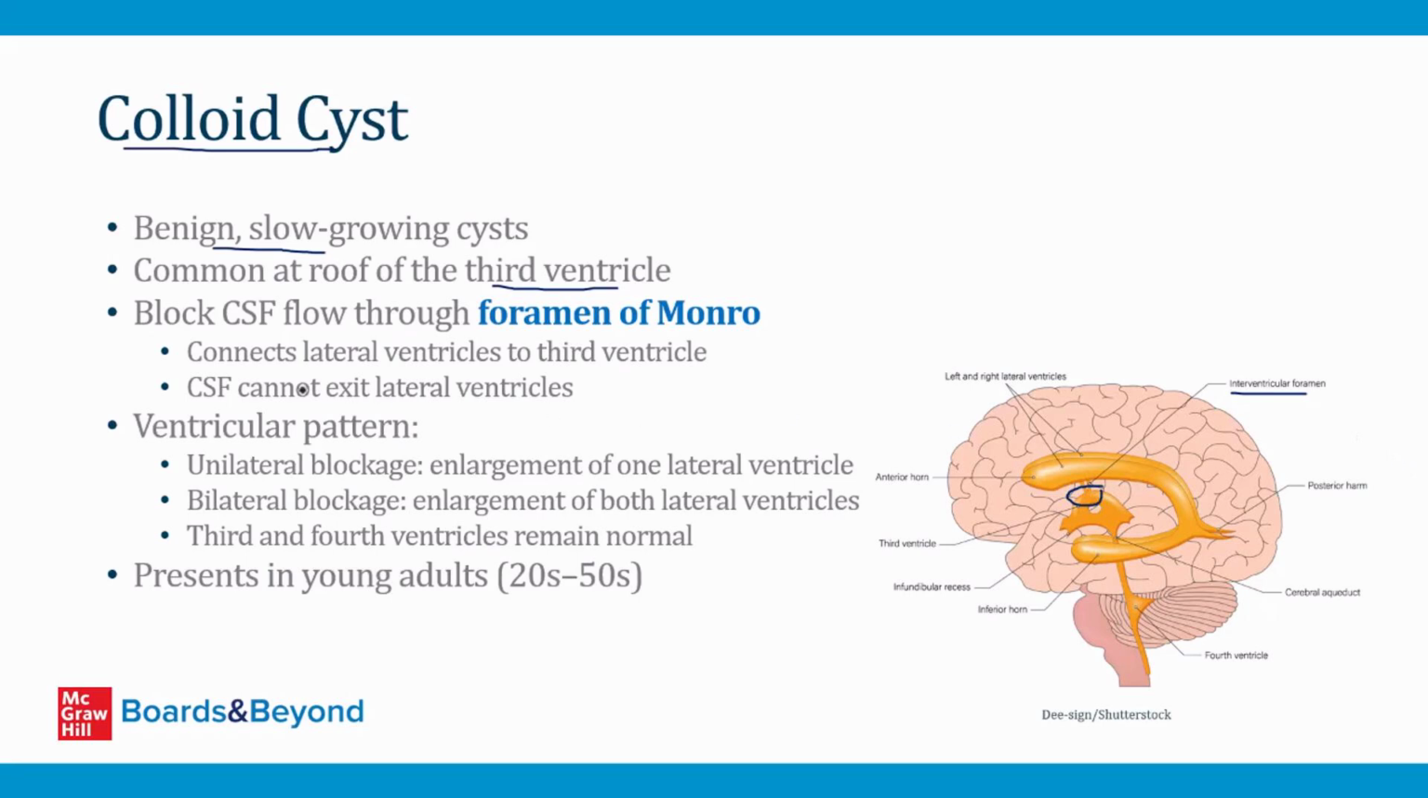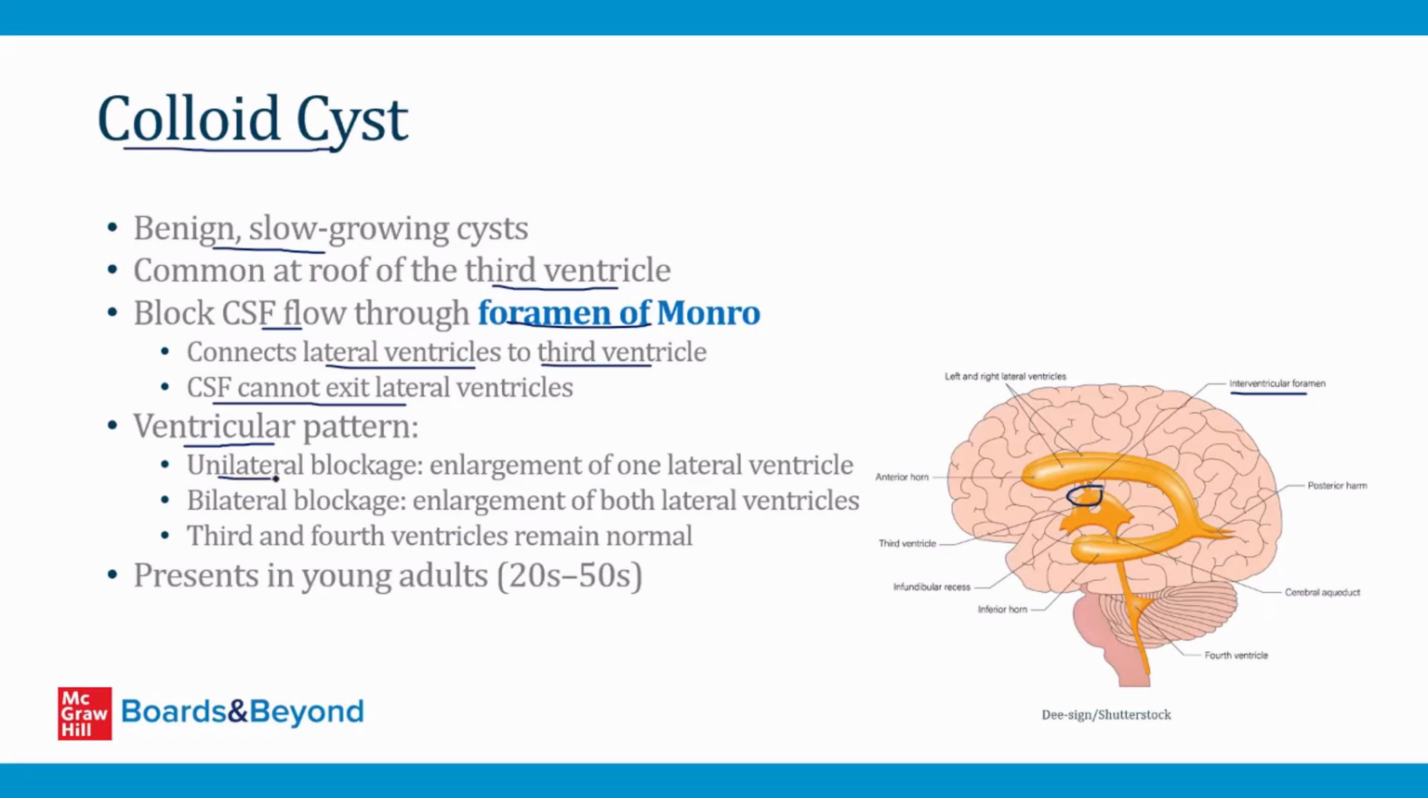So potentially one of these cysts can block CSF flow through the foramen of Monro. When this happens, the lateral ventricles can't drain into the third ventricle. CSF cannot exit the lateral ventricles because the foramen of Monro connects the lateral ventricles to the third ventricle. So this is going to lead to non-communicating hydrocephalus, and the pattern of ventricular enlargement is going to depend on whether the cyst is blocking flow from both lateral ventricles or just one.